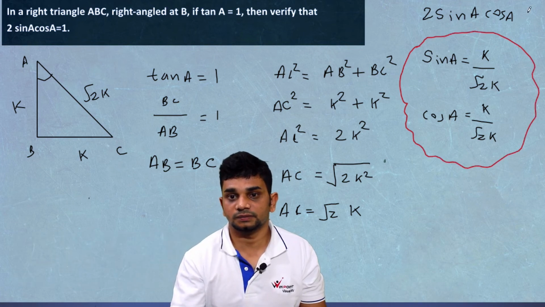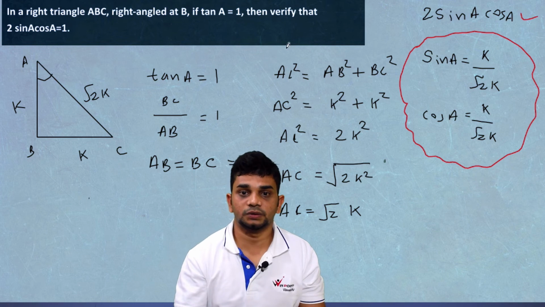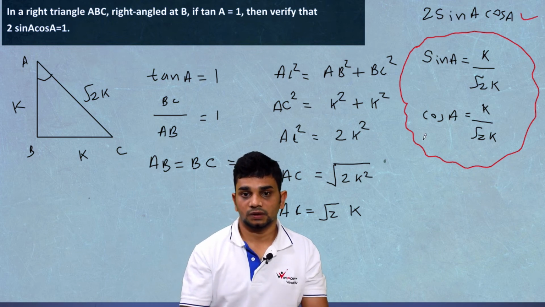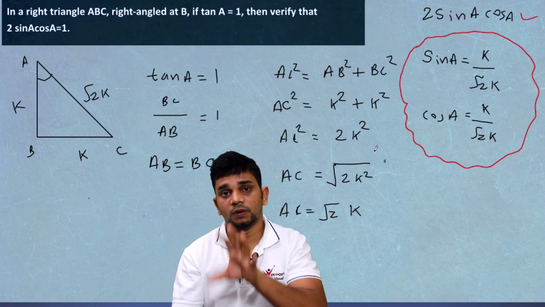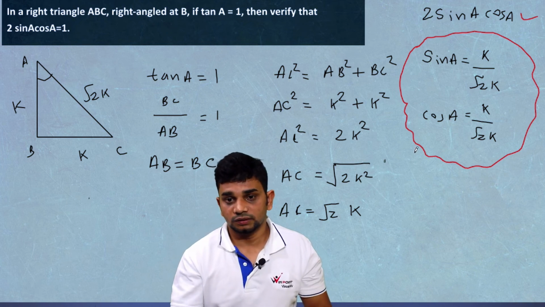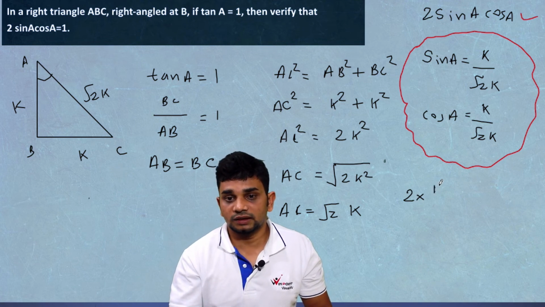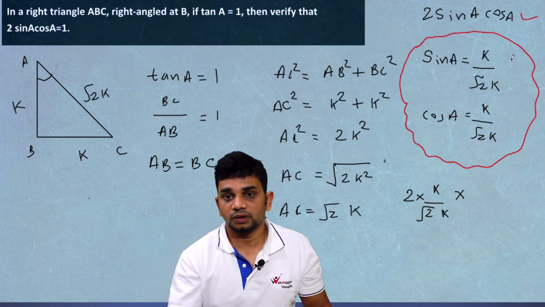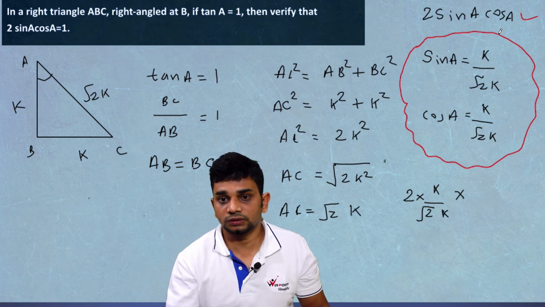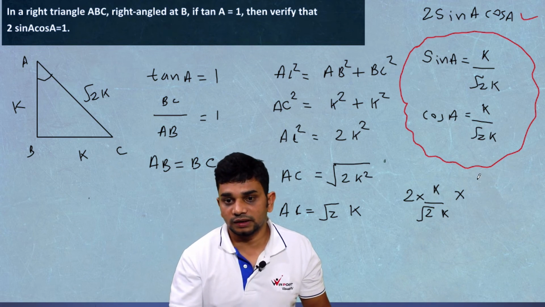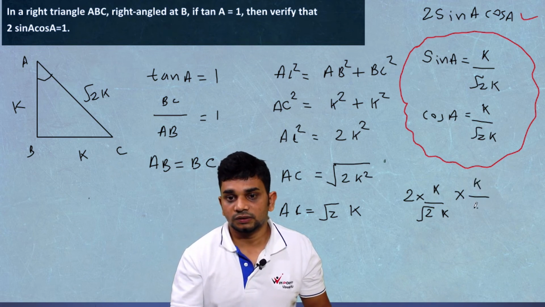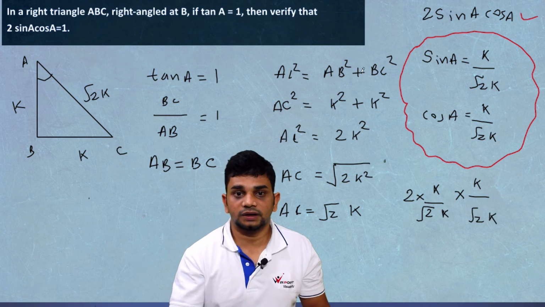In this equation, what are we going to get when we substitute all these values? It will be 2 into, instead of sin A we can use k by root 2k, root 2k into cos A. Instead of cos A we can use k by root 2k. It will be k by root 2k, right?